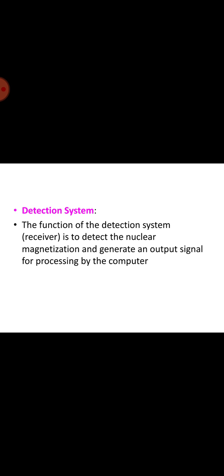And the next topic is the detection system. The function of the detection system is to detect the nuclear magnetization and generate an output signal for processing by the computer. The receiver coil usually surrounds the sample and acts as an antenna to pick up the fluctuating nuclear magnetization of the sample and converts it into a fluctuating output voltage. The receiver coil design and placement is such that B of x has the largest possible transverse component. The longitudinal component of B of x contributes little to the output voltage and can be ignored.